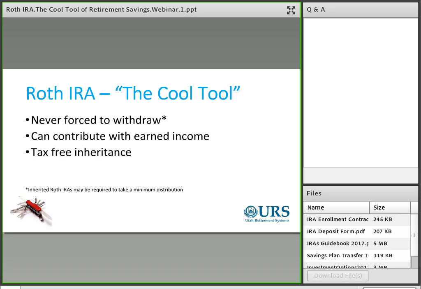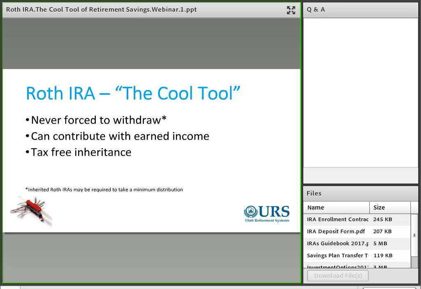This money can be left to a spouse, obviously, kids, grandkids, church, charity. Whoever inherits the money gets that tax-free benefit as well. However, anyone other than a spouse who inherits that Roth IRA is probably going to be required to take a minimum distribution. So that's something you want to keep in mind there.